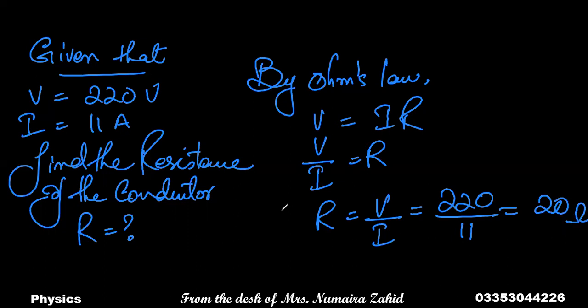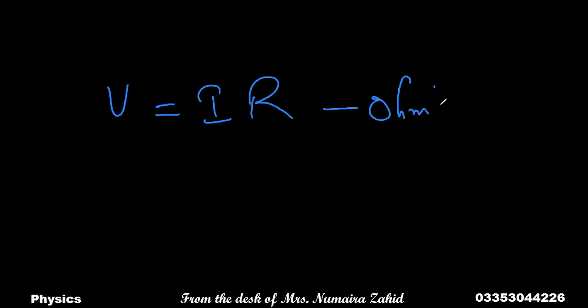This is how we can use Ohm's law to find all three quantities which are related in Ohm's law, that is, V is equal to IR.